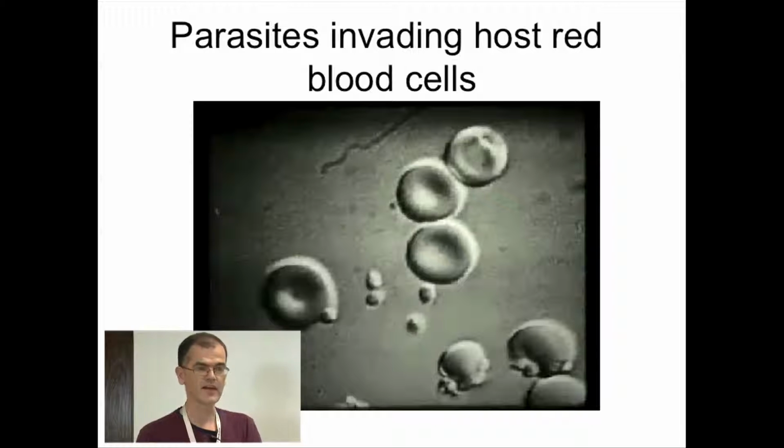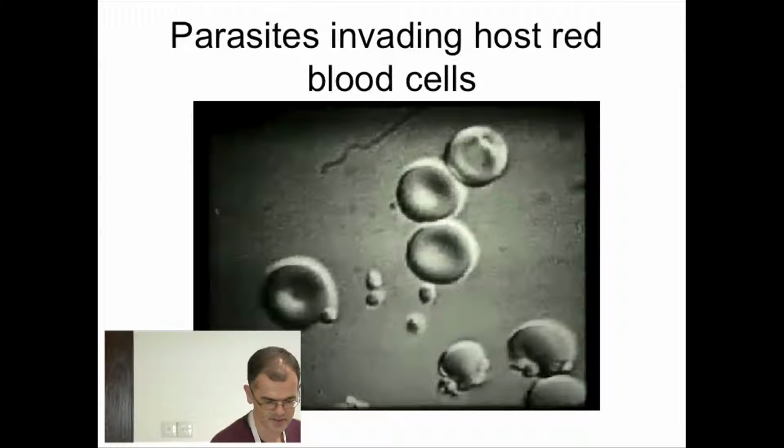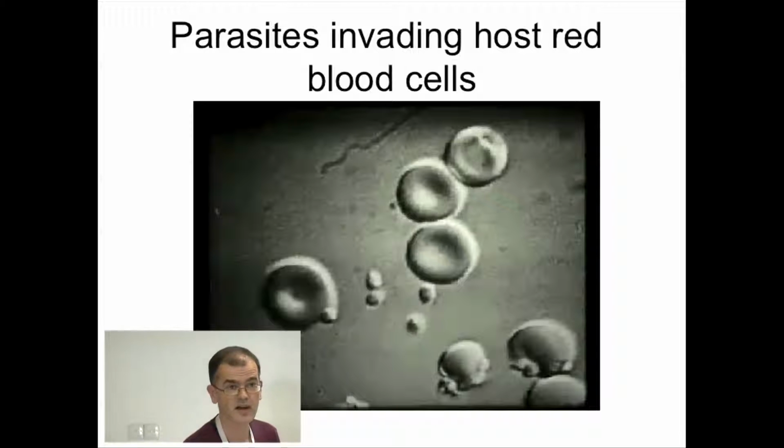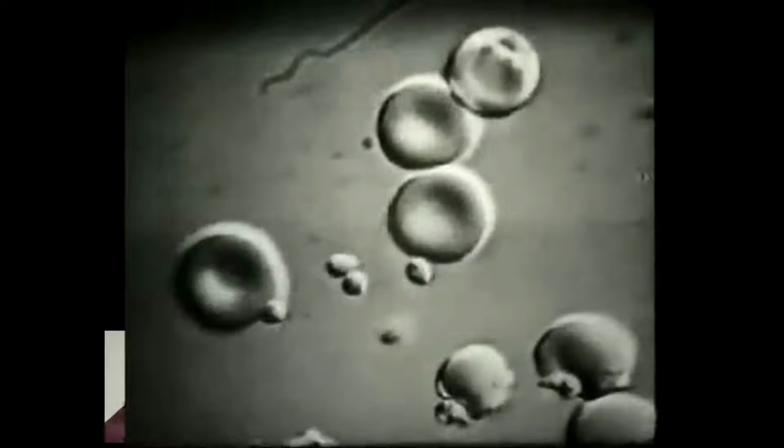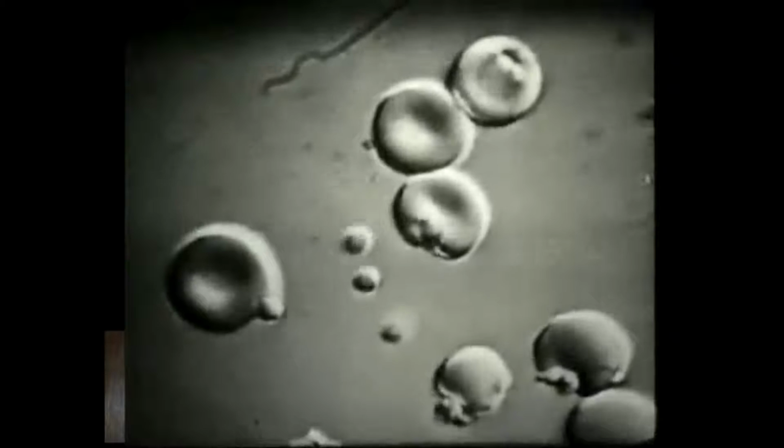They emerge, and that's when the actual disease of malaria starts, when these parasites invade our red blood cells. And this is another video to show you another aspect of their behavior, which is specifically invading human red blood cells. So these are the merozoites here. Here are the red blood cells.